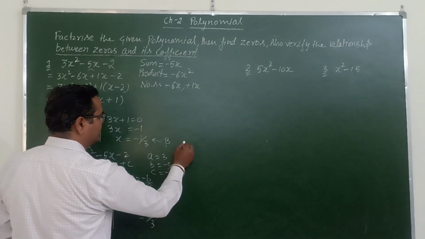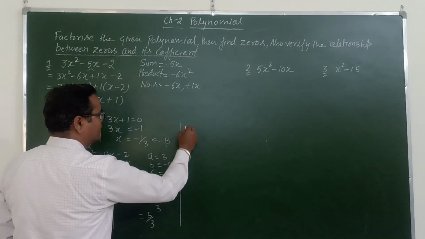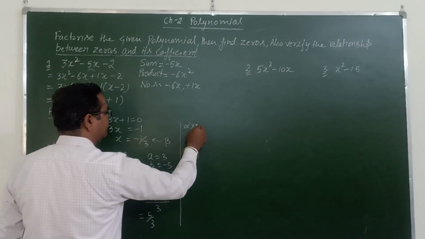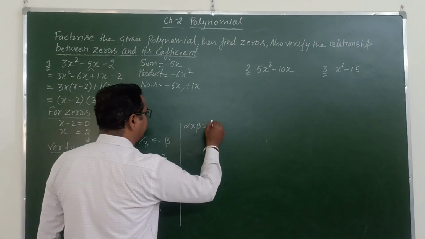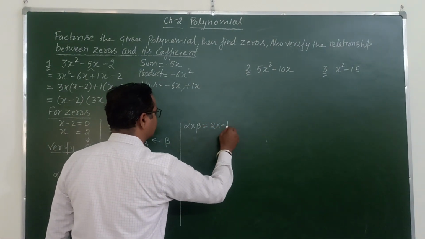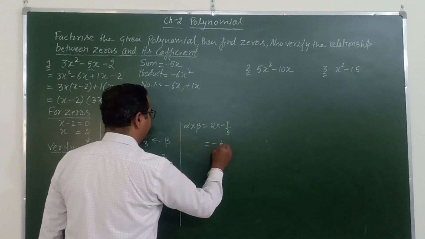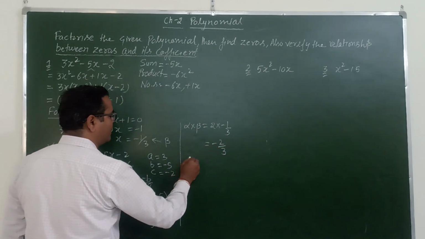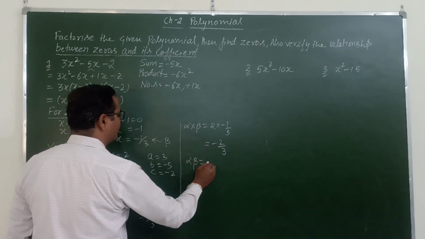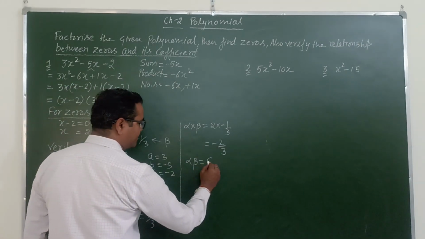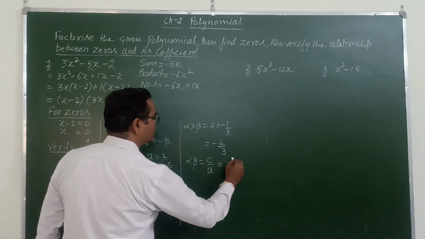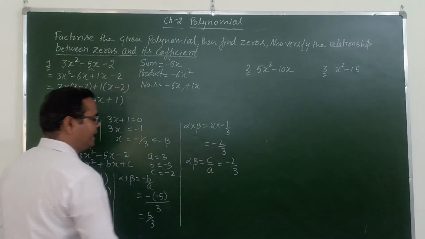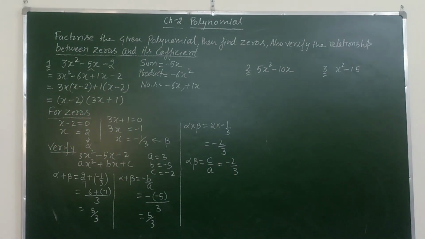Again, now the product of zeros. Product of zeros is alpha into beta. So alpha into beta is 2 multiplied by minus 1 by 3, so minus 2 by 3. And alpha into beta in the form of coefficients is c upon a. What is the value of c? c is minus 2, so c upon a is minus 2 by 3. So again, product of zeros is also the same.